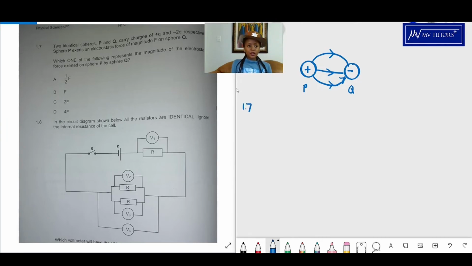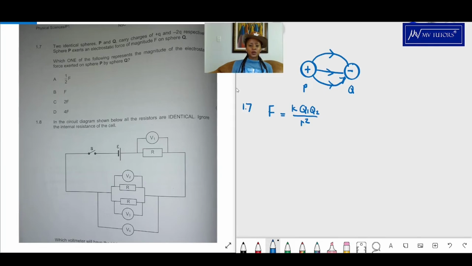Okay, so two identical spheres, P and Q, carry charges positive Q and negative 2Q respectively. So they're identical probably in size and everything else, but they are carrying different charges. One is positive, one is negative, and the other is twice as much, so negative 2Q and positive Q. Now, sphere P exerts an electrostatic force of magnitude F on sphere Q. If you remember the equation for the force, you have your constant, then Q1, Q2, and R squared. Which one of the following represents the magnitude of the electrostatic force on sphere P by sphere Q?